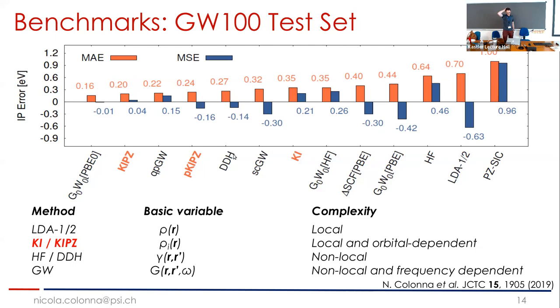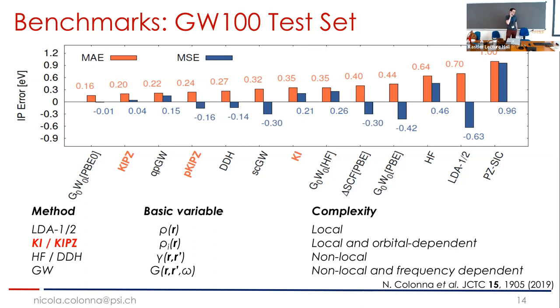And here we look at the mean absolute error for the first ionization potential, evaluated as minus the energy of the HOMO eigenvalue. And in red, I highlight the Koopmans functionals. Here you see KI, KIPZ that I showed you in the previous slide, and an intermediate version where we apply in a perturbative fashion the KIPZ Hamiltonian on top of the KI ground state. And as you can see, the performance is quite remarkable. We are in line with, or even better than, most of the GW results we have up to now, and we are almost as good as the best GW, which in this case, or at least the last time I checked, was G0W0 on top of PBE0.